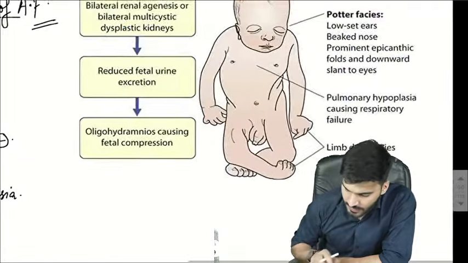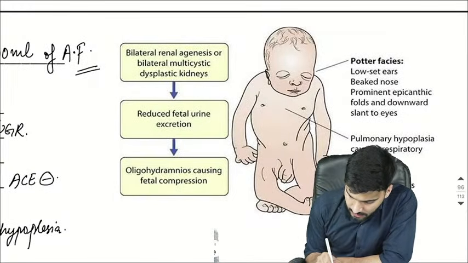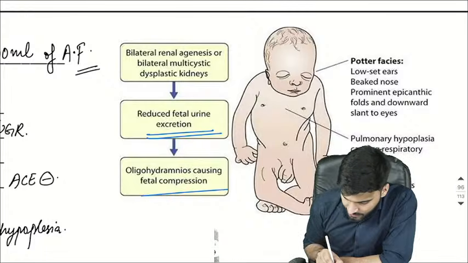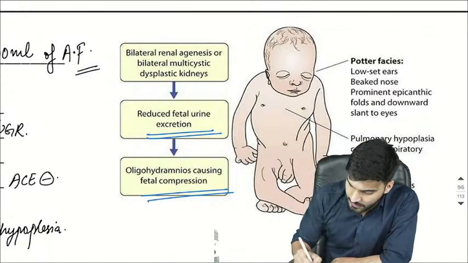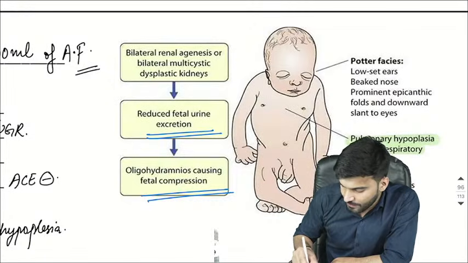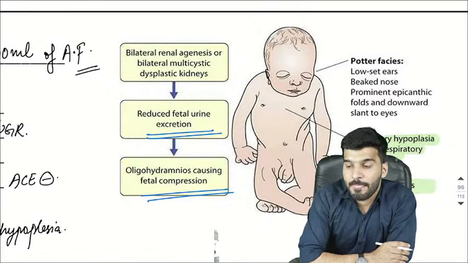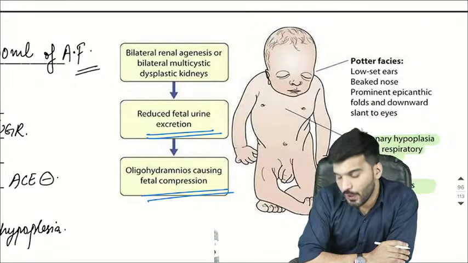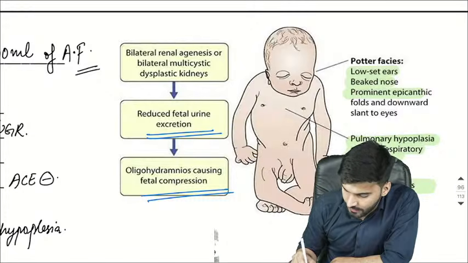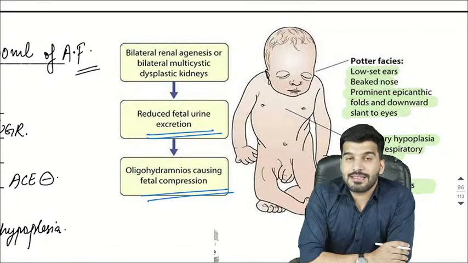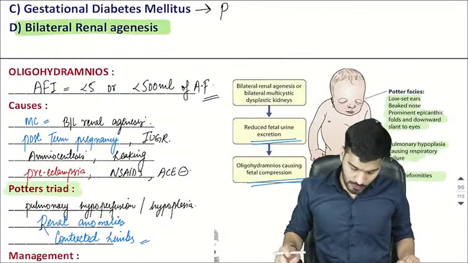Now, if you see this triad, first of all, when there is something wrong with the kidneys, renal anomalies, there will be reduced fetal urine excretion and oligohydramnios causing the fetal compression. When there is pulmonary hypoplasia, it will lead to respiratory failure as well. And due to this compression, we have also limb deformities. And the features of this baby having oligohydramnios, you'll see low set ears, big nose, prominent epicanthic folds, and downward slant to the eyes. So these are all the features of oligohydramnios.